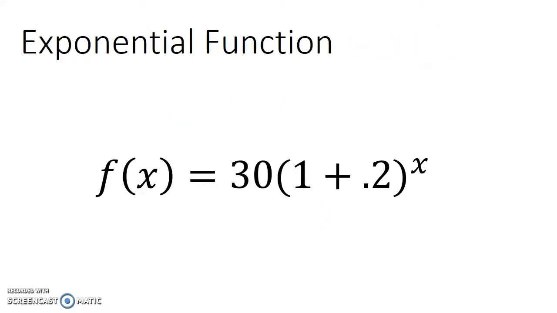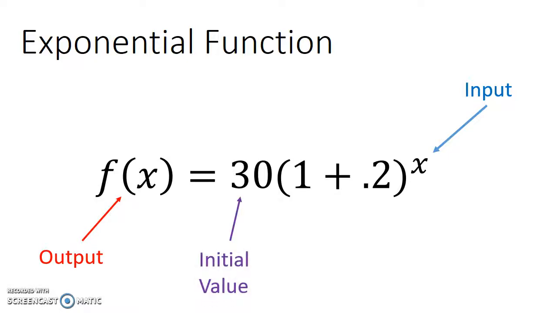Now let's talk about the actual function. We have f of x equals 30 times (1 plus 0.2), and that is all raised to the power of x. Now, the x is your input. The f of x is your output. The 30 is your initial value. So that's your initial value.